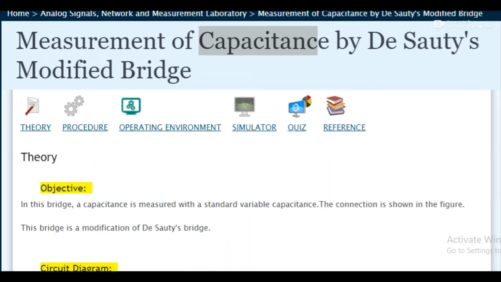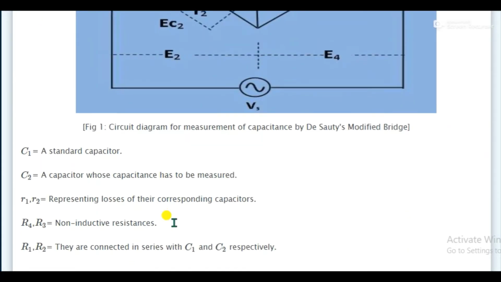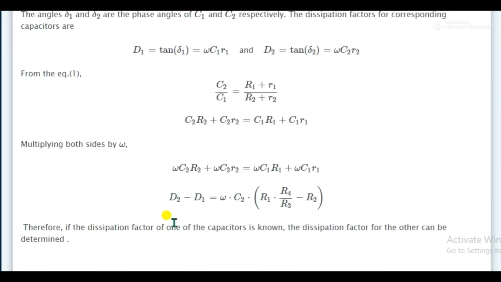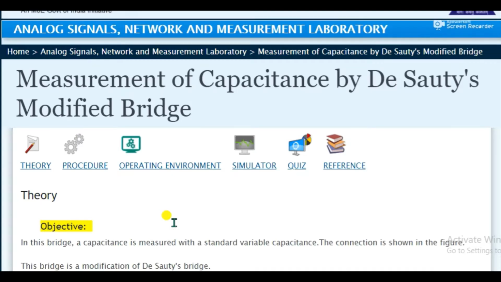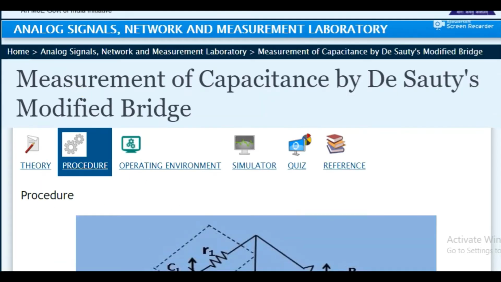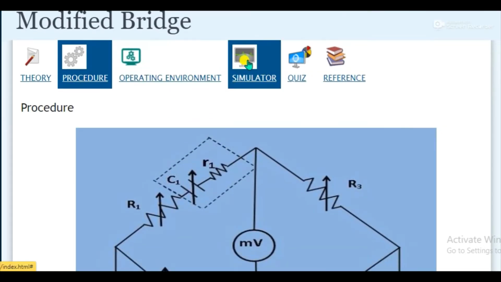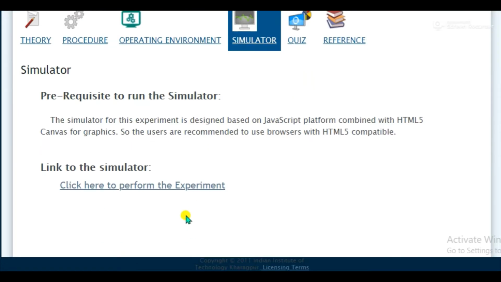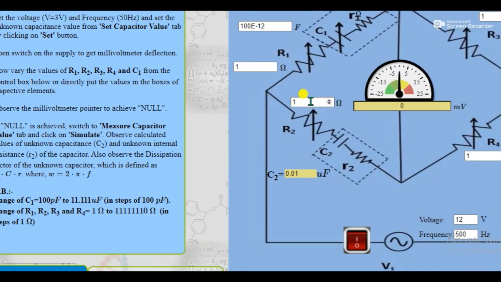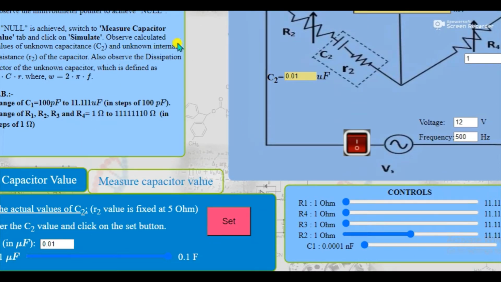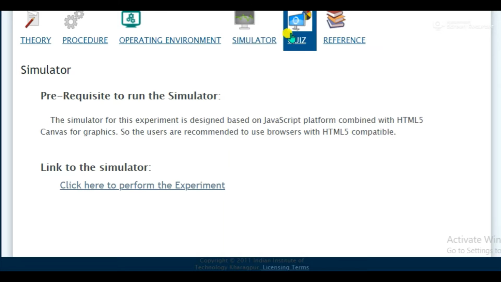So first of all, I'd like to give you a brief idea about what we are going to discuss in this video. We are going to first of all discuss the theory, objective, circuit diagram, and this as a whole. I'll explain these things. Then we are going to see the procedure, what you have to write in your files, and also we will do the simulation. If you have not performed this in your lab, then we can do it here. Here is the online simulation where we can change the values like this and from here.